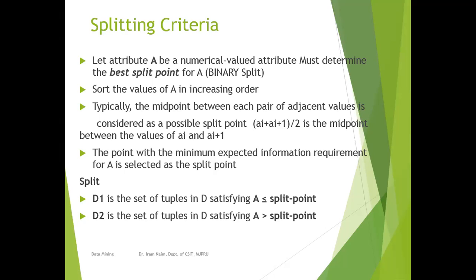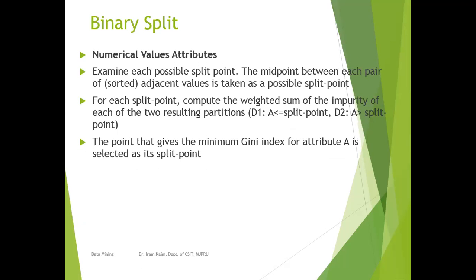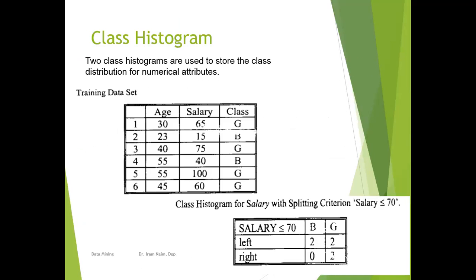Okay. But if your data is not numerical, then in that condition, you cannot exactly choose the middle one. Okay. So first, we'll see what things are used. Class histograms are used for numerical attributes. So suppose this is your training data set with age, salary, and these are the classes. It's also a binary class, B and G. These are the two classes.